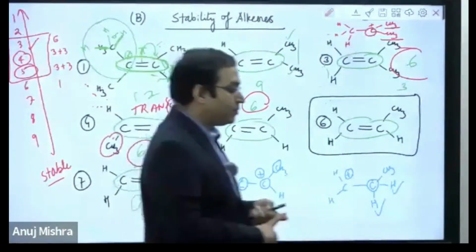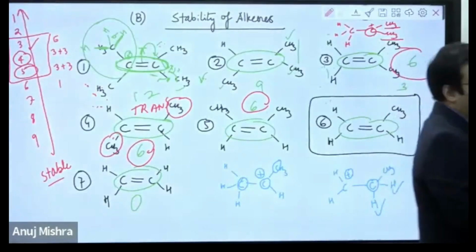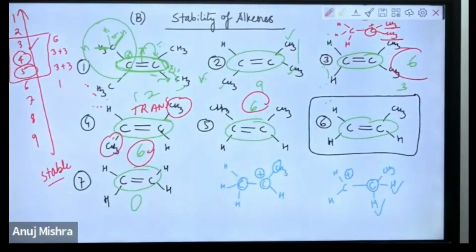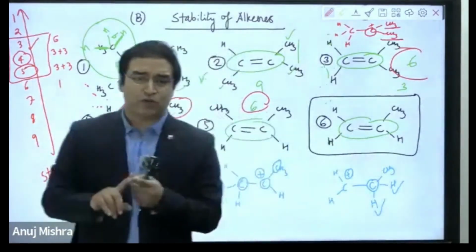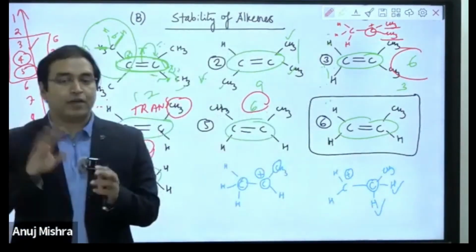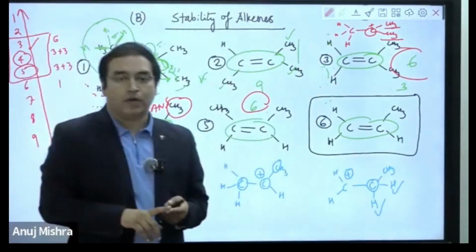I repeat, trans has more symmetry. Trans has higher melting point. Trans will have lesser boiling point. Let's not mix this, you'll get confused. Just write the higher thing first, and let the other one I'll write for the other high, right?